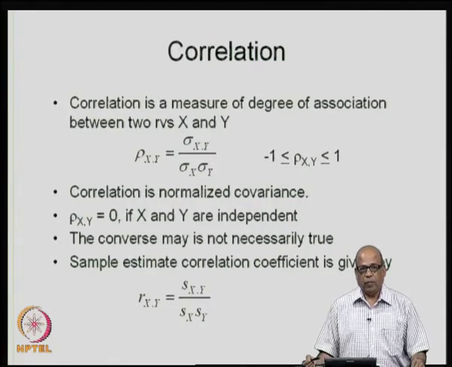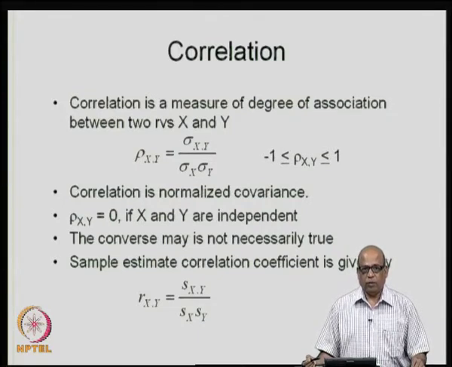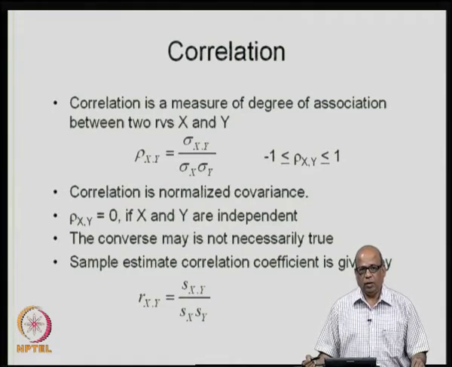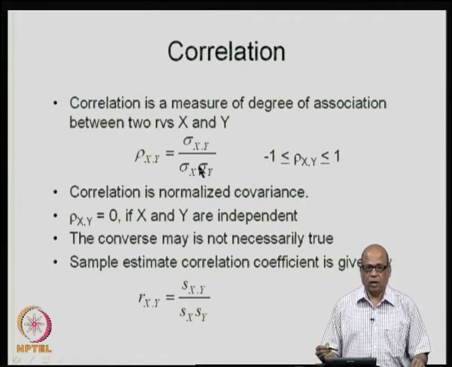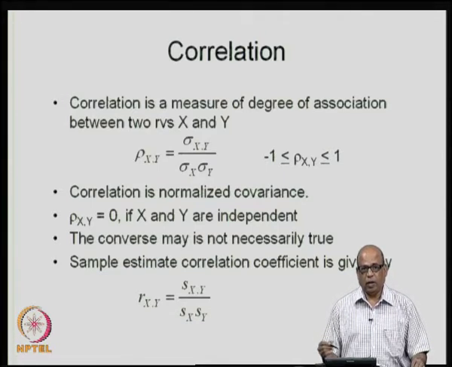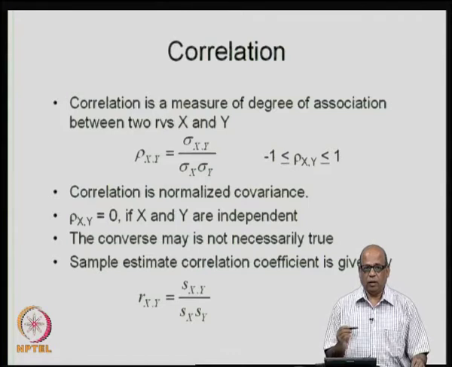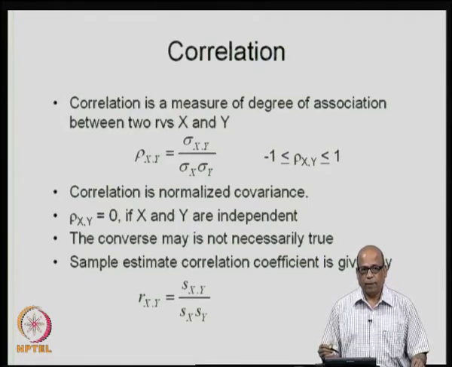Remember, if x and y are independent, the correlation coefficient is 0, but often we confuse it: if correlation is 0, we often confuse it with x and y being independent. It is not necessarily true. So, the fact that correlation is 0 should not directly imply that x and y are independent. However, if x and y are independent, then correlation will necessarily be 0.